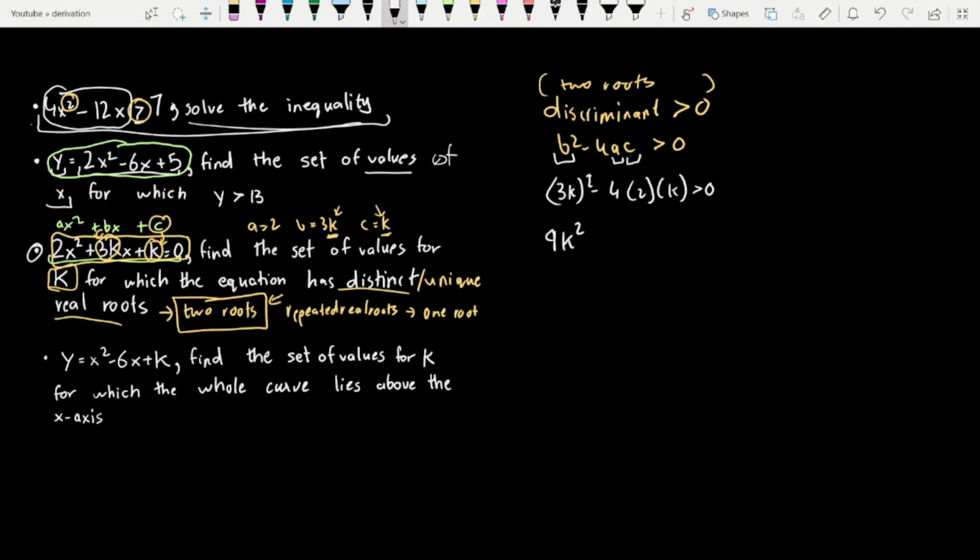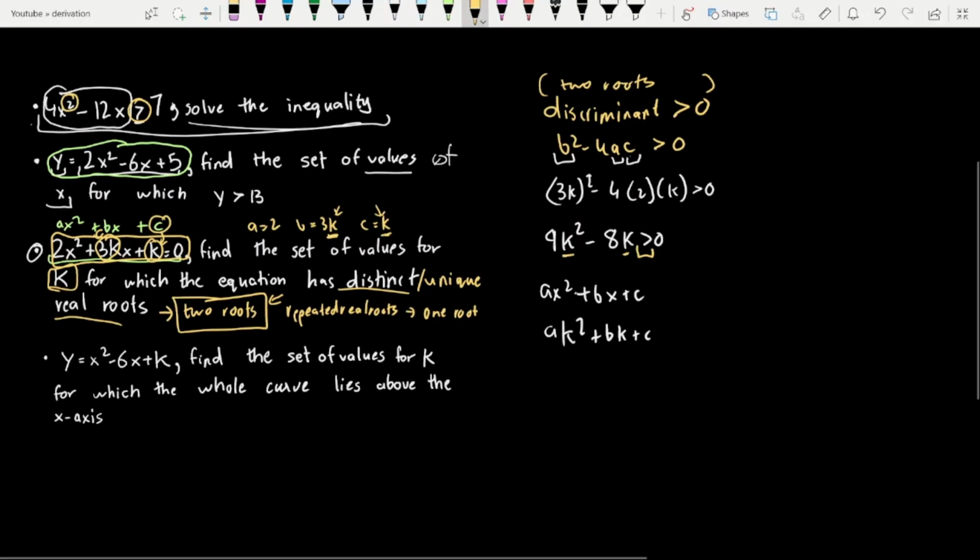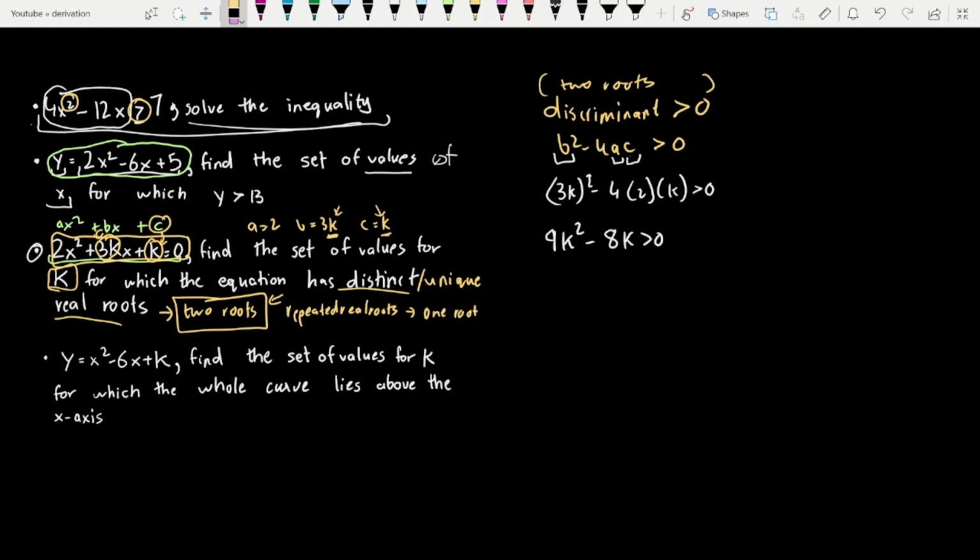This is going to be 9k squared minus 8k is greater than 0. Now you can see this is an inequality, because it has an inequality sign. And it's a quadratic inequality, because there's a constant with a square on top of it. So it's almost like instead of x squared plus bx plus c, you now have ak squared plus bk plus c. And since you don't have a c, you can say that's almost 0. It's a quadratic inequality, and you cannot just solve it like you would usually solve your inequalities, so you need to apply the method for quadratic inequalities to solve this.